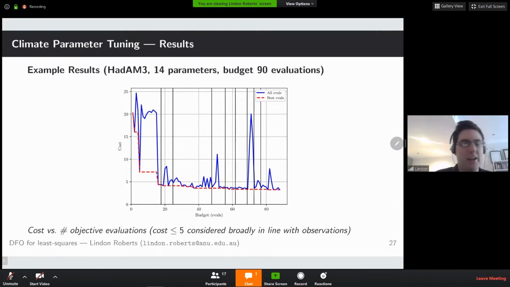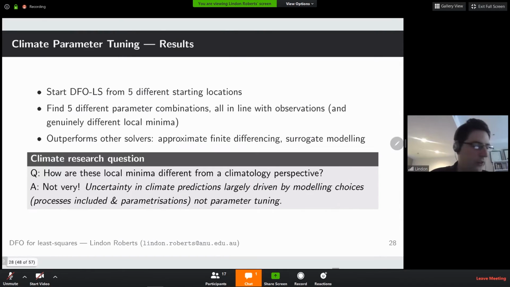And actually, by adding multiple restarts, we can improve the progress we make a fair bit as well, which is, again, the dark lines in black there. So we ran DFOLS from a few different starting choices for parameters, and they all converged to 5 different local minima, all of which fit the data. And we've done some analysis, and we're fairly confident we've actually found 5 genuinely different local minima of our parameter fitting landscape, which is a potential problem.